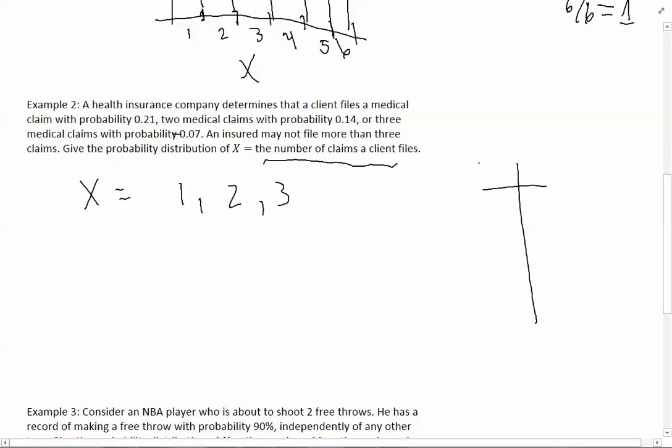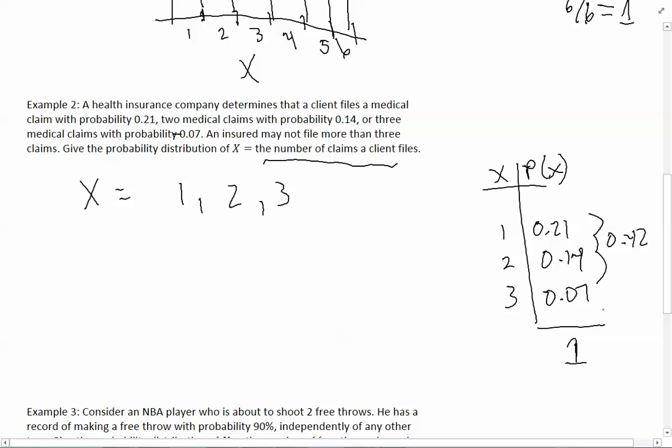And naively, if we put 1, 2, and 3 here, and then the probability that you file that many claims, so the probability that you file 1 claim is 0.21, probability that you file 2 medical claims is 0.14, or 3 medical claims, the probability is 0.07. Now when you add these up, these 3 sum up to 0.21 plus 0.14 plus 0.07 is 0.42. So as you notice, these don't add up to 100%, which is what we need down here.